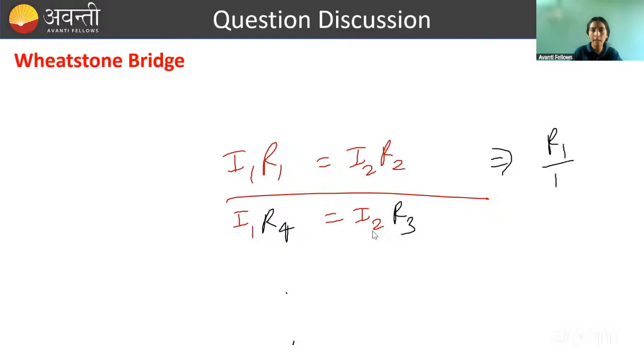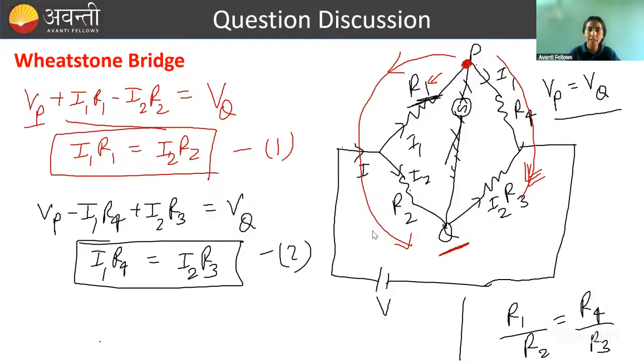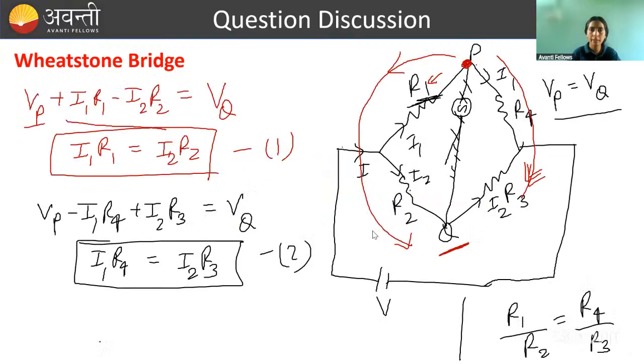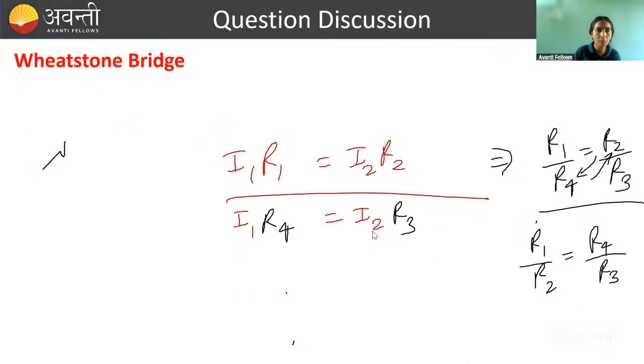So here you will get what? R1 by R4 is equal to R2 by R3. This is correct, right? And this can also be written as R1 by R2, right? Shift this here, shift this there, cross multiply. Bring R2 here, take R4 there, so you can write R1 by R2 is equal to R4 by R3. Okay, am I correct in writing this? Yes. R1 by R2, R4 by R3, or you do R1 by R4, R2 by R3. So a balanced Wheatstone bridge will look like this.